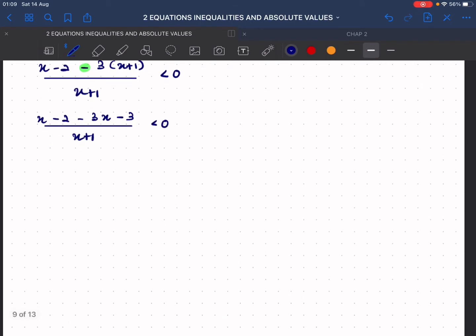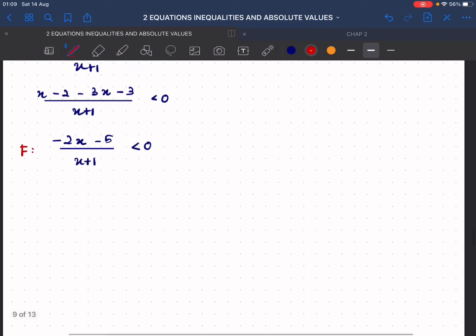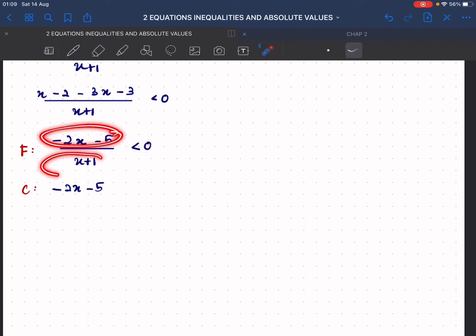So we simplify x minus 3x, we will get minus 2x. Minus 2 minus 3, we will get minus 5 over x plus 1. Okay, sebelah kanan dah make sure 0. 1 factor, 2 factor. So ini ialah step factor kita. Okay, so now we proceed to the next step where we find our critical values. So we have minus 2x minus 5. So sekarang equal atau not equal to 0? Tengoklah dekat soalan. Dia tak ada equal. Okay? Hanya less sahaja. So both of these factors takkan equal to 0 lah.